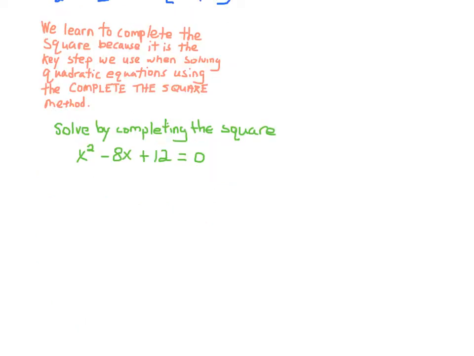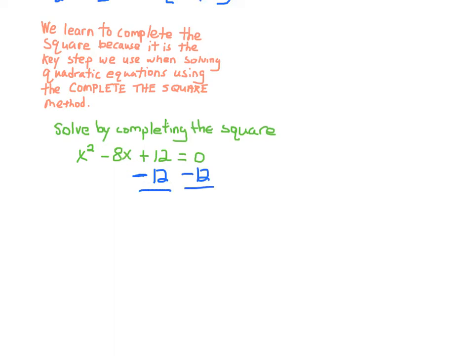And so we learn to complete the square because it's the key step we use when solving quadratic equations using the complete the square method. So this is actually an equation we could solve by factoring, but just to learn the new method, we're going to solve it by completing the square. So instead of factoring, factors of 12 that sum to -8, we're actually going to subtract 12 from both sides. You'll see why I'm doing this.